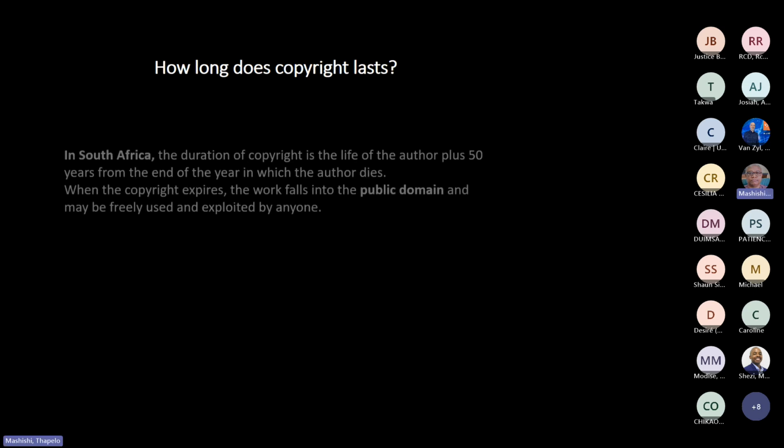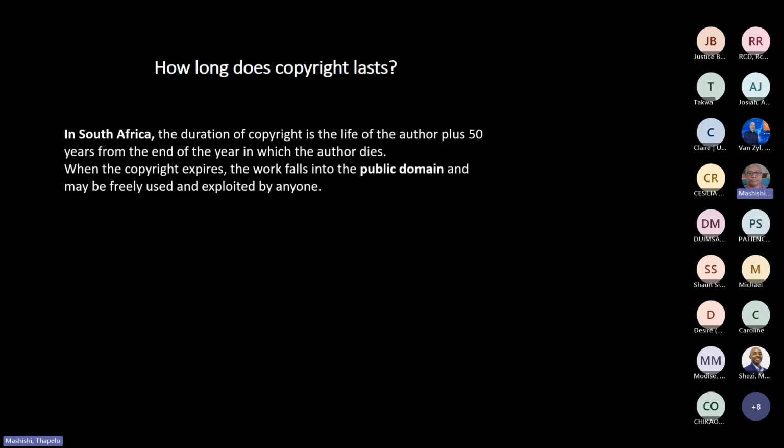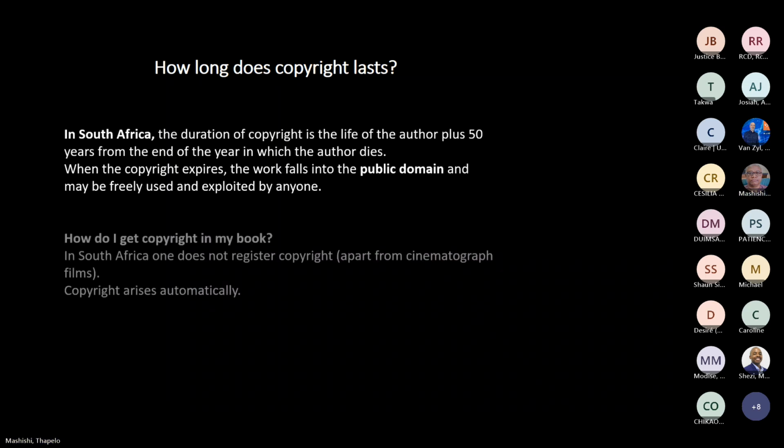And how long does copyright last? In South Africa, the duration of copyright is the life of the author plus 50 years from the end of the year in which the author dies. When the copyright expires, the work falls into the public domain and may be freely used and exploited by anyone.